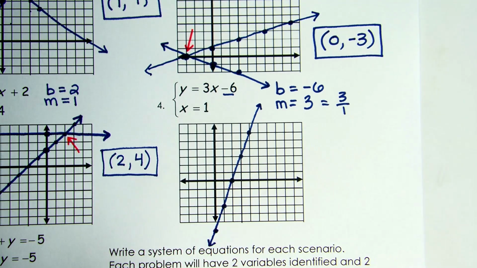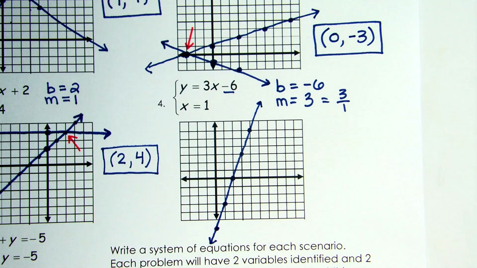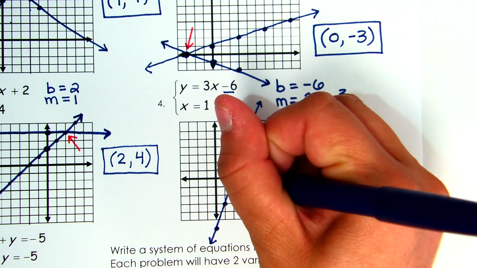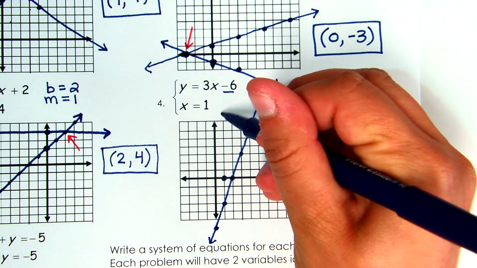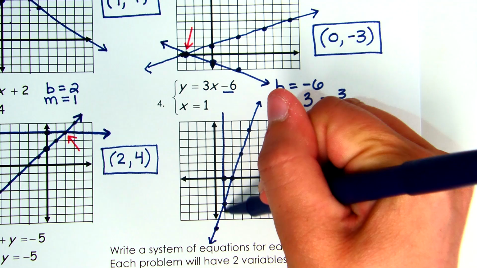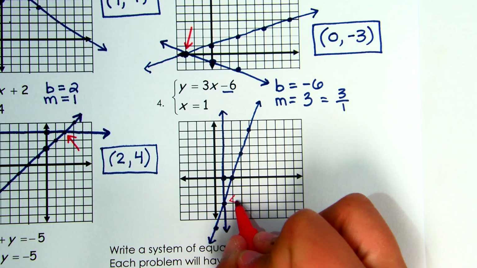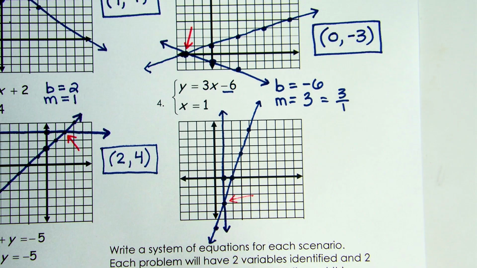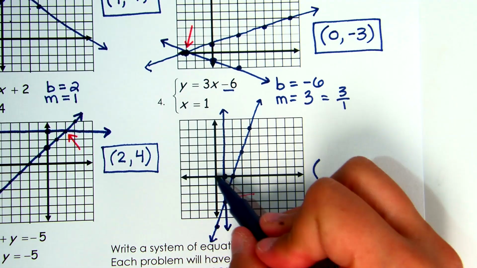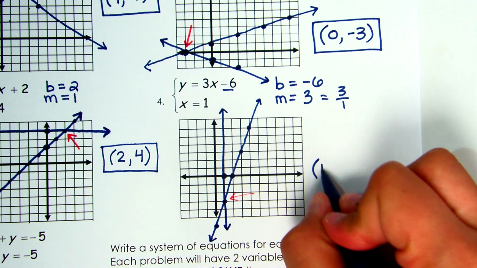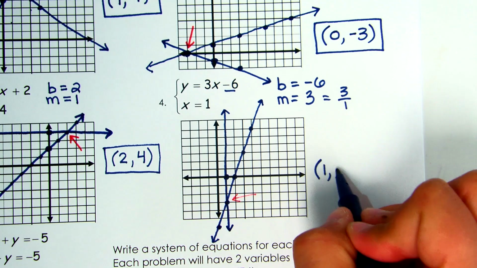Now this time, instead of a y equals, we have an x equals. Since there is no y value, x equals means no matter what y is, x is always 1. So that means that I'm going to draw a line through x at positive 1. So x equals makes a vertical line, causing my two lines to intersect at my solution. And my solution is positive 1, and down 1, 2, 3, negative 3.